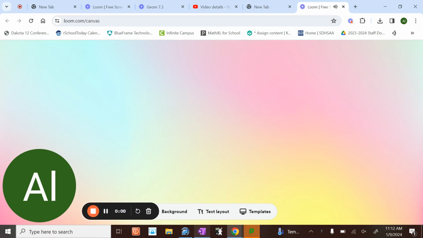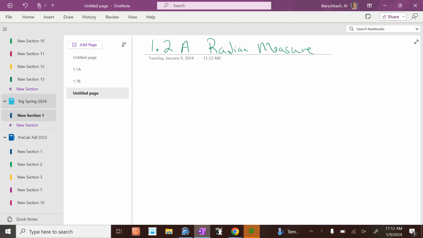All right, here we go. So, what we're going to talk about today is radian measure. Okay? Now, radian is kind of like the word radius.